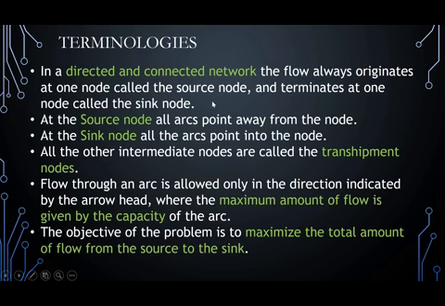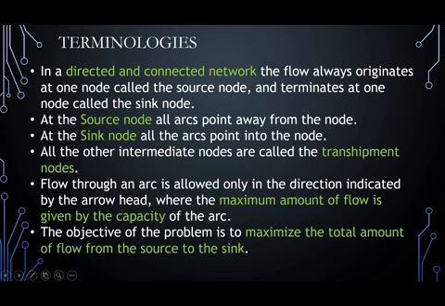So what is this source node? A node which has only outgoing arcs. None of the arcs are incoming, all the arcs are leaving the node. Then such a node is called the source node. At the source node, all arcs point away from the node. And what is sink then? Exactly the opposite. All the arcs are coming into the node. At the sink node, all the arcs point into the node.